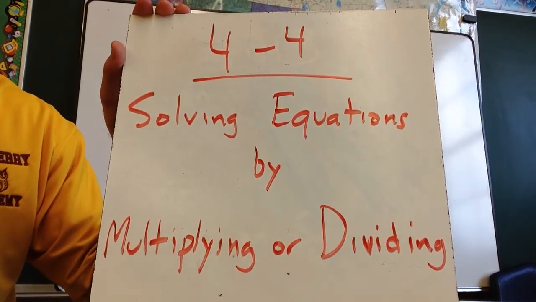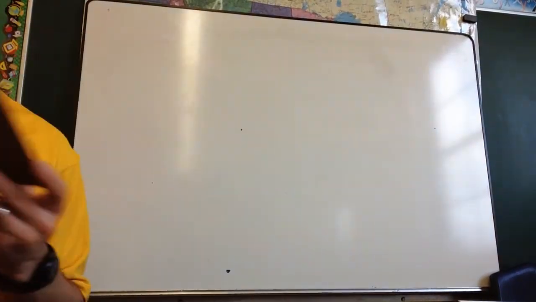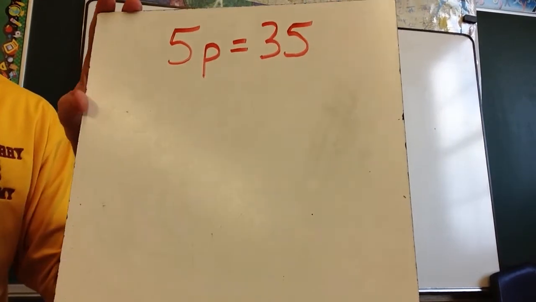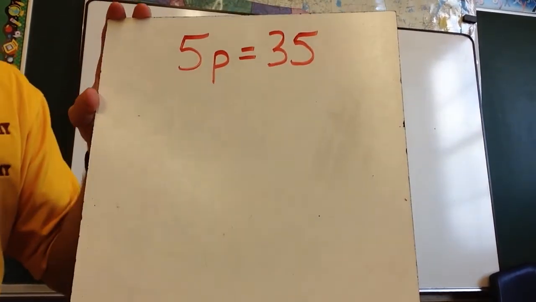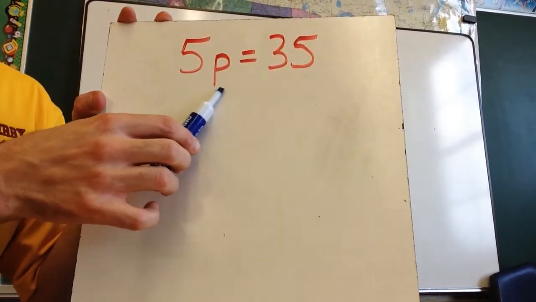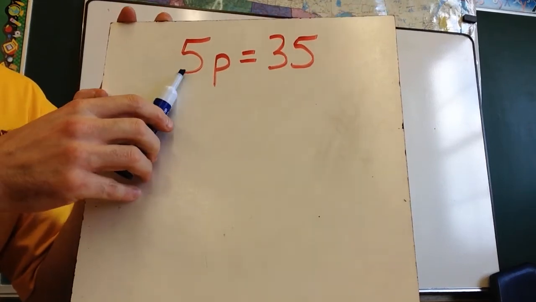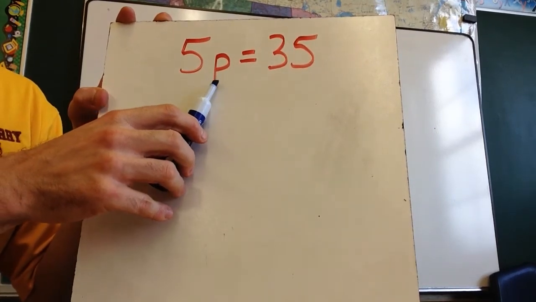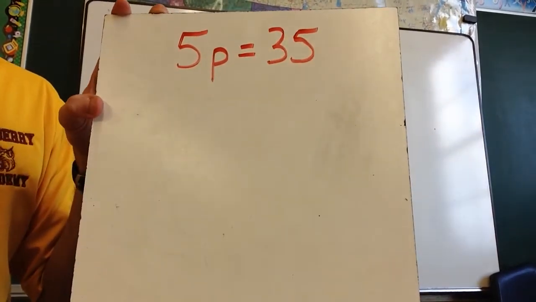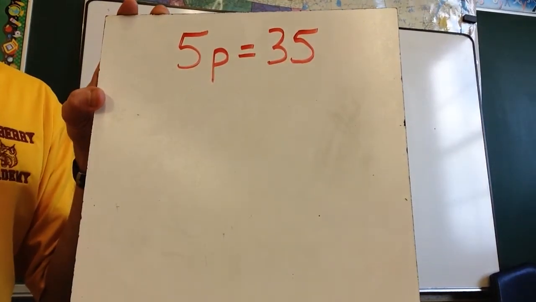Today's video is going to discuss chapter 4.4, solving equations by multiplying or dividing. Similar to what we did before, when we were adding or subtracting, we need to isolate the variable by itself. If you're looking at this problem, 5p equals 35, keep in mind that the operation being done there is multiplication, right? So I'm multiplying 5 times some number that we don't know yet that we're going to call p, and that will equal 35.